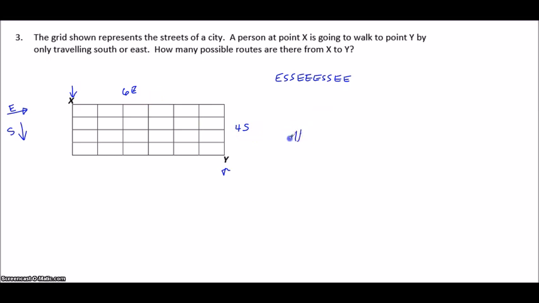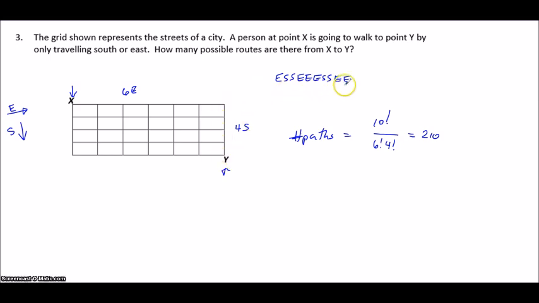And so the number of paths, in this case, would be 10 factorial, the number of ways to arrange all these blocks. But I know that there are 6 E's and 4 S's, so I'm just going to cancel out those repeats. And that's going to get me 210 different paths through this grid where I'm going 6 blocks east and 4 blocks south.